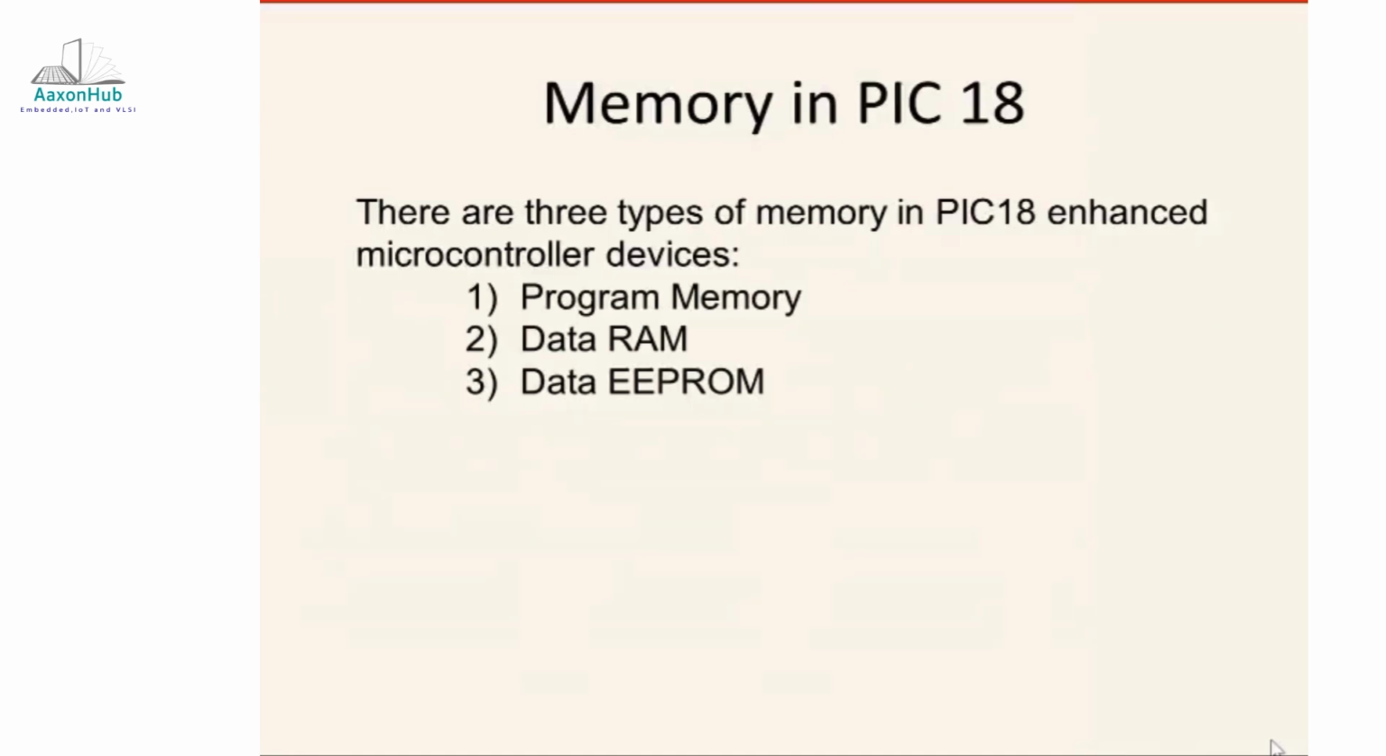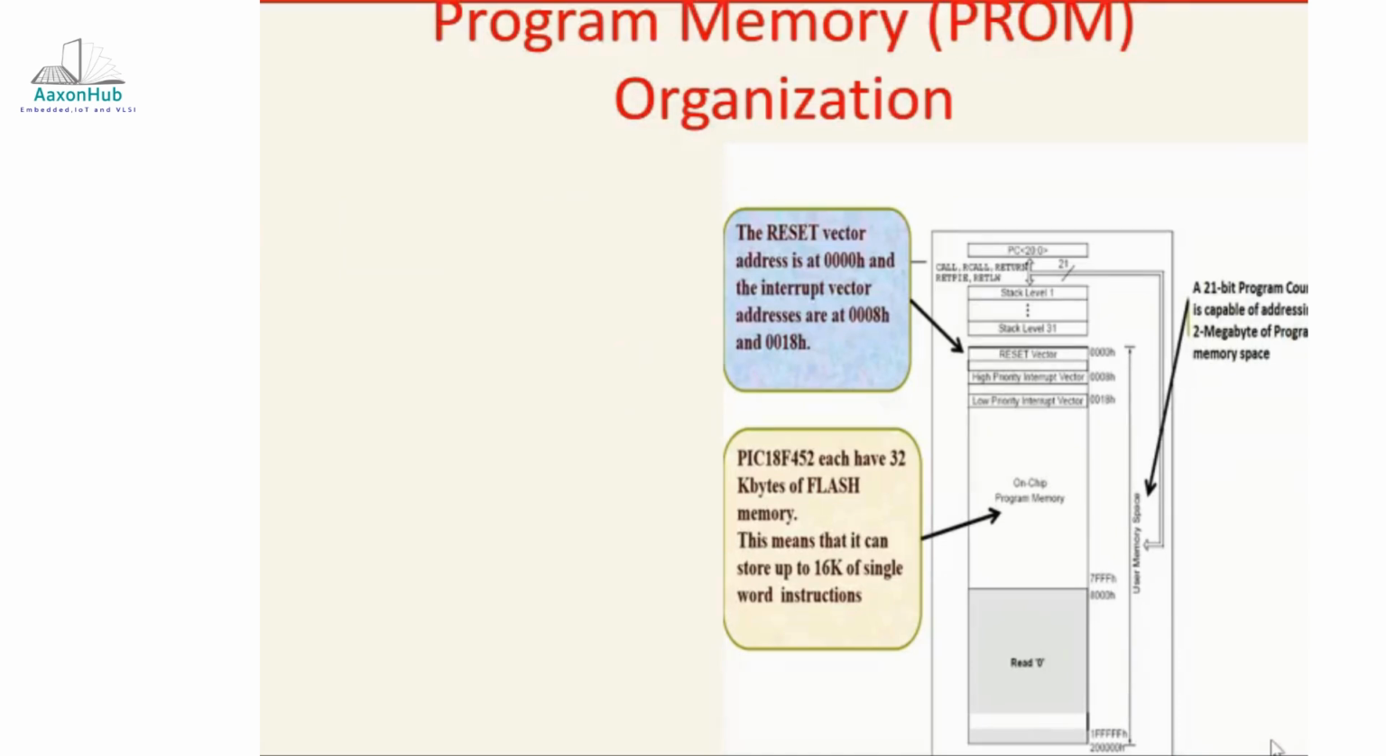Here, in the PIC18 memory, there are basically three categories of memory. You can call those program memory, data memory, and data EEPROM memory. So whenever we talk about the very first category, program memory, the organization for your program memory will be like this structure. As the name itself tells you, it is program memory.